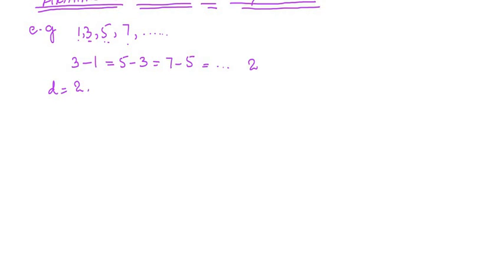So we say that the first term of the arithmetic progression is A and the common difference between consecutive terms is D. We form the standard form of an arithmetic progression. If the first term of an arithmetic progression is A, this is T1 equal to A, and the common difference is D.